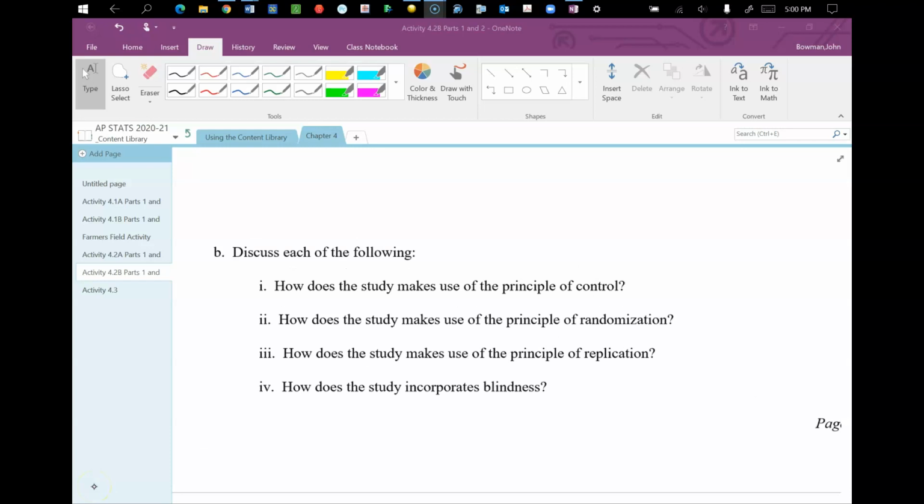All right. I would argue that the study makes use of the principle of control by randomly assigning the subjects to treatment groups. We're going to come back to that, though. How does the study make use of the principle of randomization?